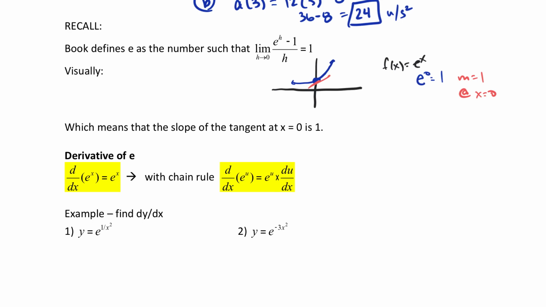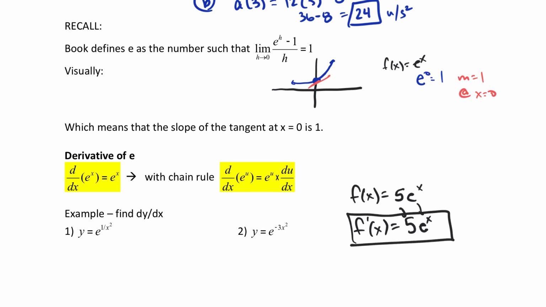So suppose I had f of x equals 5e to the x. Well, f prime of x in this case would just be 5e to the x, because the constant stays right there, and then the derivative of e to the x is just e to the x. It just stays like that. So that would be the derivative there. Now, again, we will do these when I discuss the chain rule because they involve it a little bit more, and we'll save that for later.